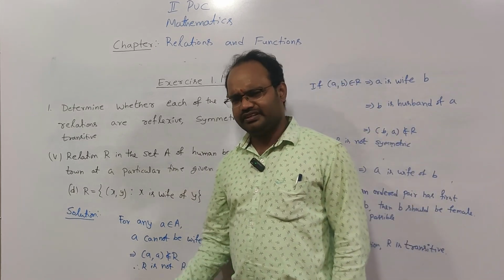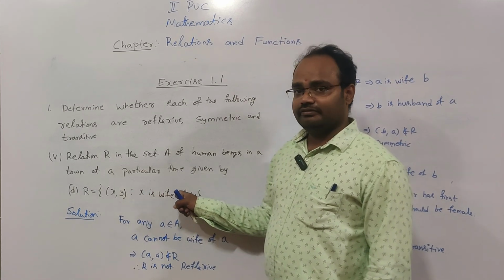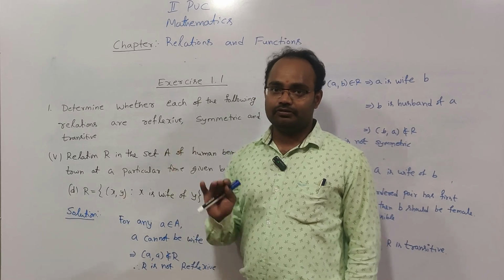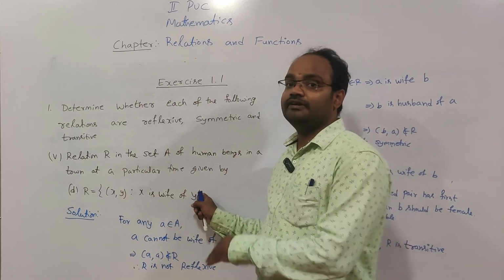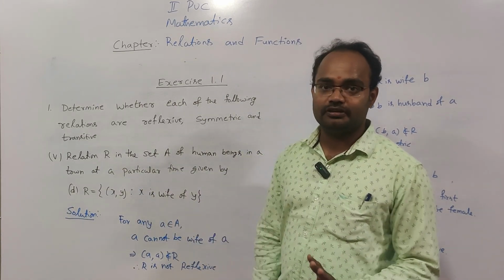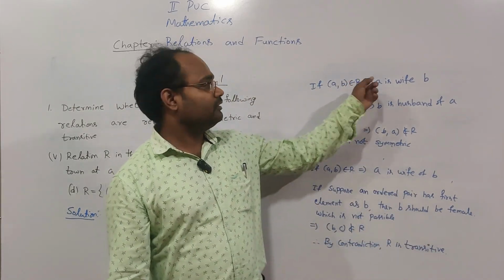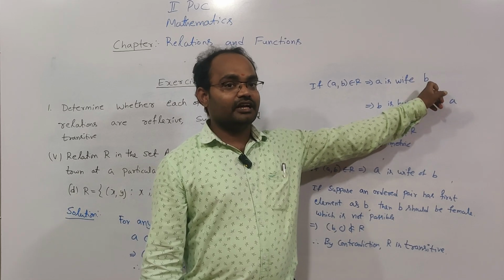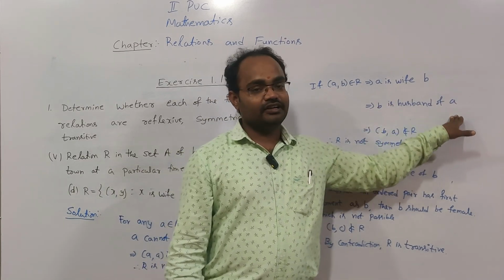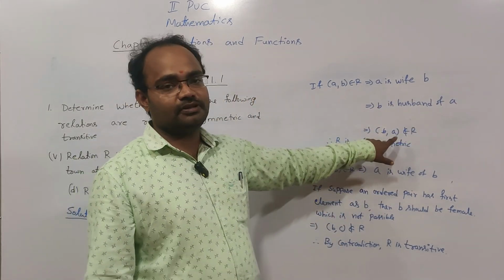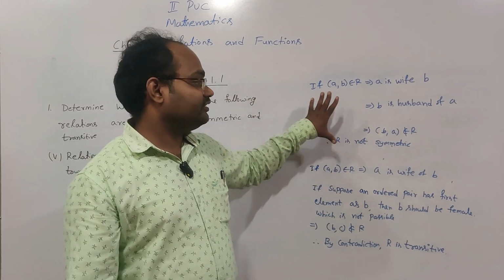Next, it is not symmetric also. Why? If x is wife of y, then y should be husband of x, and y cannot be wife. For symmetry, if x is wife of y, we should have y is also wife of x. It is not possible. Practically it is not possible. Therefore, AB belongs to R implies A is wife of B. That implies B is husband of A. It is not the given relation. Husband of A is not the given relation. So therefore BA does not belong to R. R is not symmetric. It can be transitive.